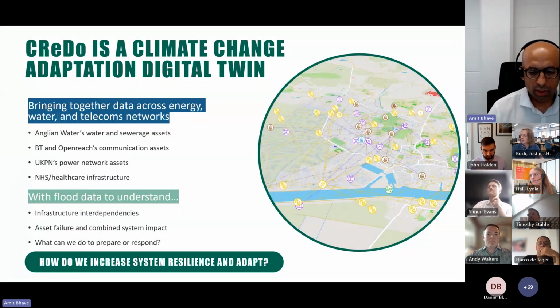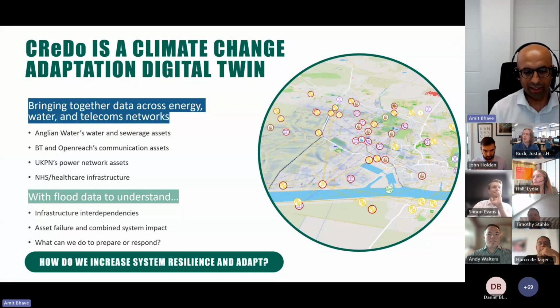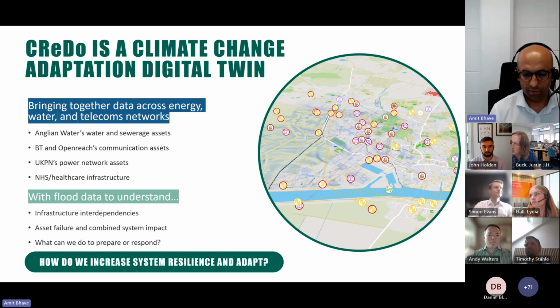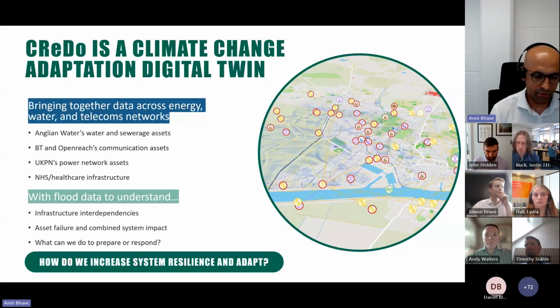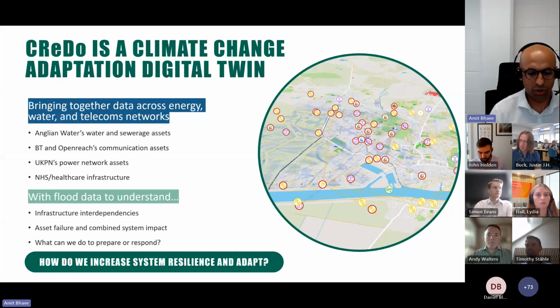CReDo is a climate change adaptation digital twin designed to address the cascading risks across infrastructure networks, as highlighted by the Joint Commission on the National Security Strategy. It brings together data across different networks such as energy, water, telecoms, and hospital infrastructure, together with flood data and scenarios to help us understand mainly the infrastructure interdependencies, as well as the asset failure and combined impact across systems or networks. So the question is, how do we increase system resilience and adapt to climate change?